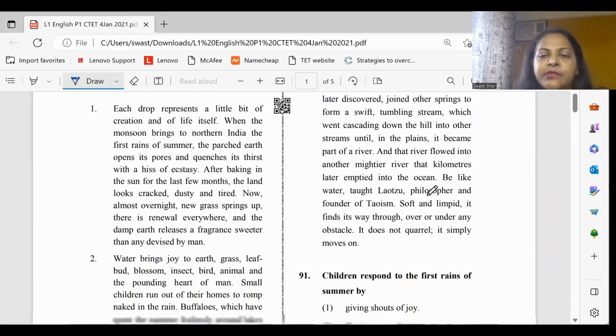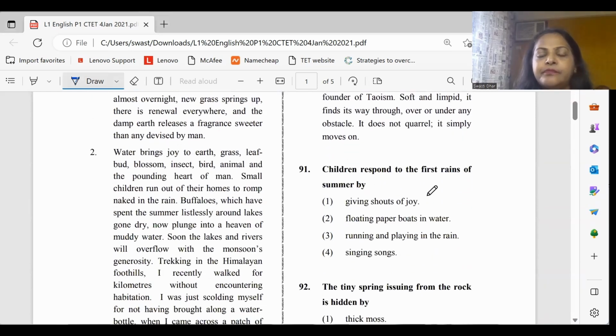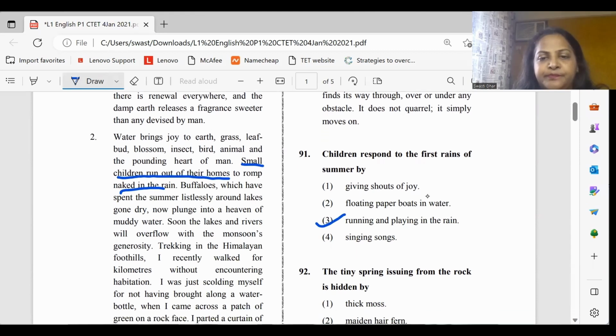Let's go to question number 91. Children respond to the first rain of summer by. Do they give shouts of joy, floating paper boats, running and playing in the rain, or singing songs? So if we look out here, small children run out of their homes to romp naked in the rain. We know that they're running and playing in the rain.